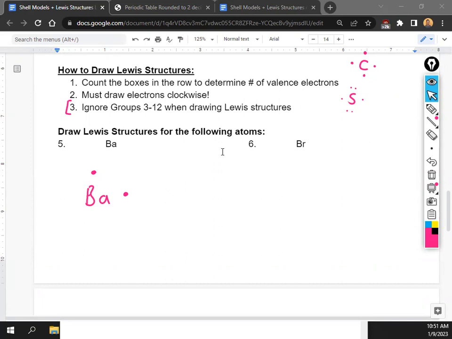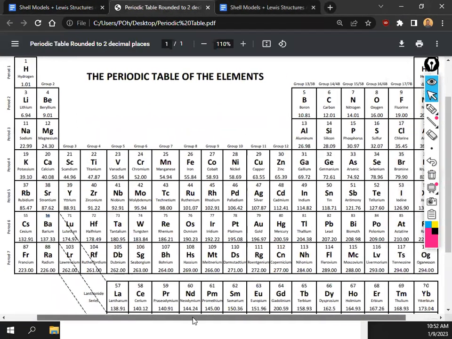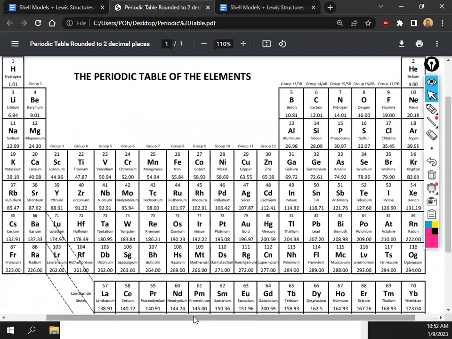Okay, so let's take a look at what that means by doing an example. So we're going to draw Br, bromine. So let's take a look at the periodic table and look at bromine. Okay, so if you take a look at bromine, bromine is right here on the periodic table, all the way on the right side. Okay, so what we're going to do is we're going to draw the Lewis structure for bromine. And so we're just going to count the boxes.